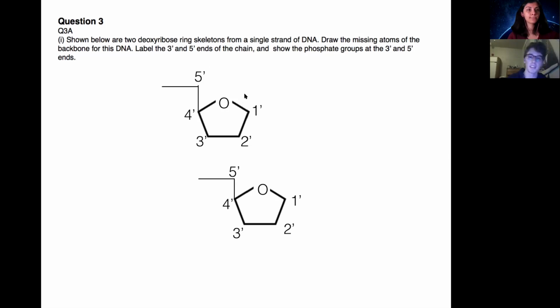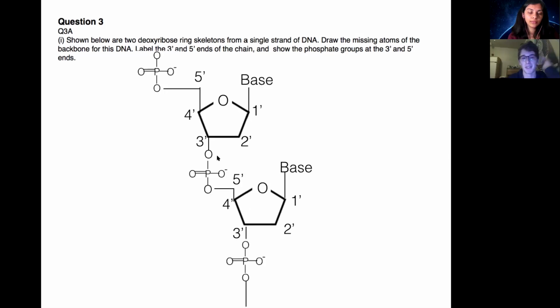So the 1' carbon will have a base bonded to it. And the 2' carbon will have a hydroxyl, or won't have a hydroxyl, because this is deoxyribose DNA. So you can begin to fill in the phosphates here, and you'll see bases attached to the 1' and the 2' hydrogen, and the phosphodiester linkage.